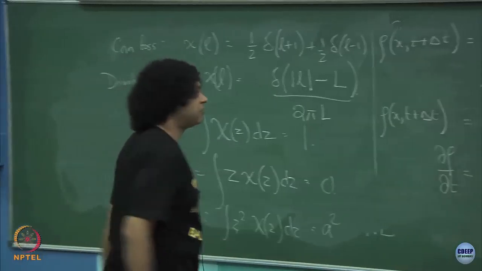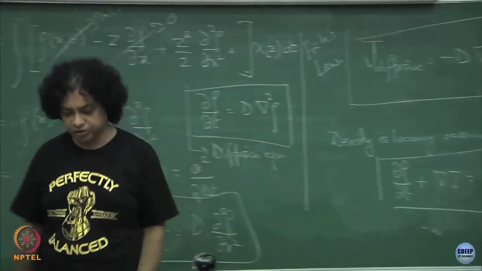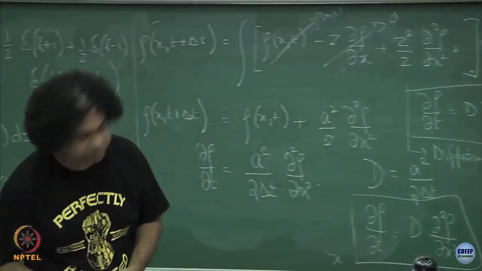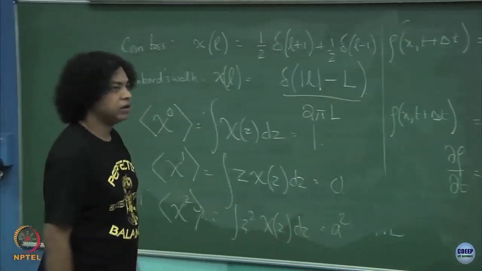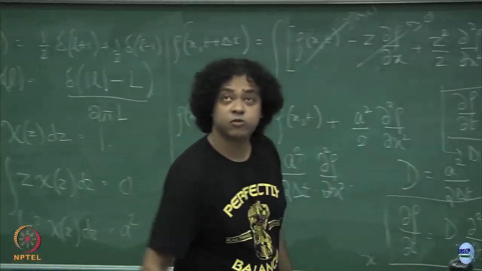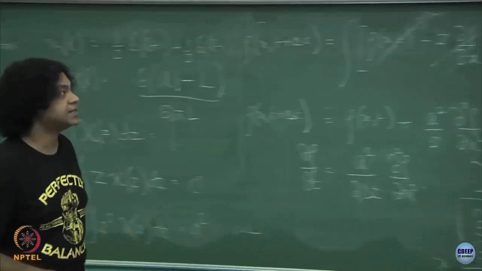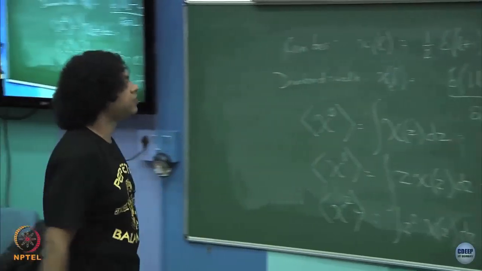Hopefully, all of this is roughly familiar, at least even if the derivation is not familiar, the diffusion equation should in itself be familiar. Is this sort of clear? Okay, good. So, with this background, let us just see in what contexts diffusion arises in biology, and then let us try to work out one of these cases.